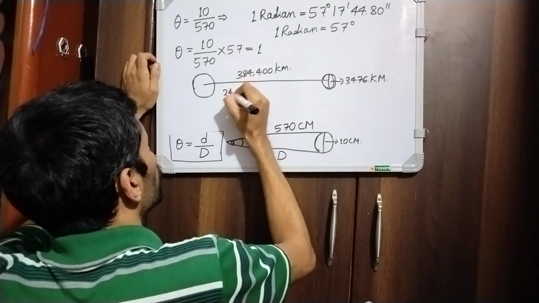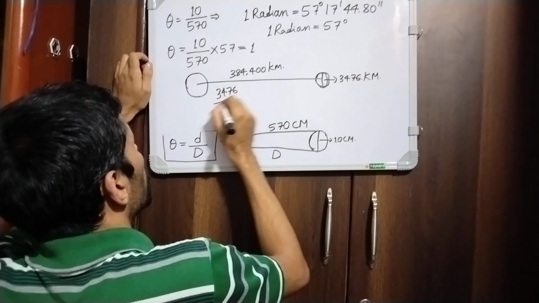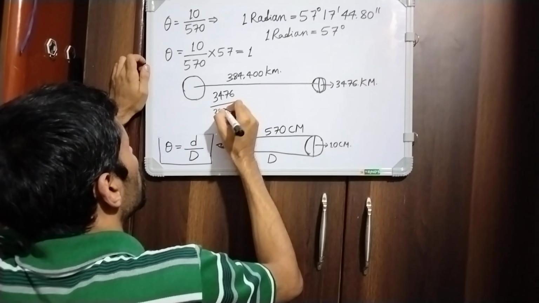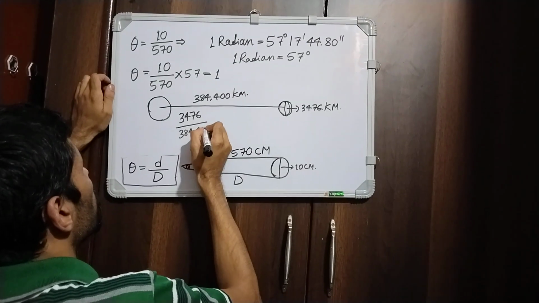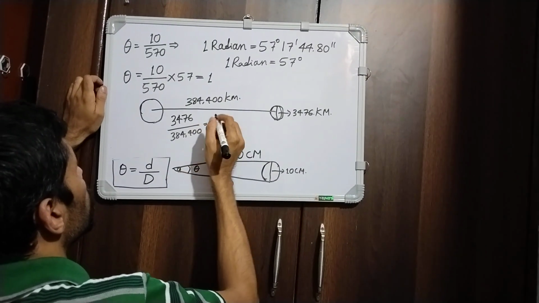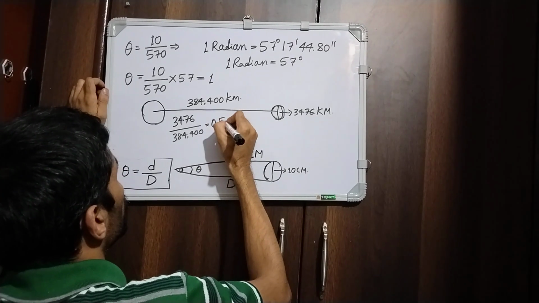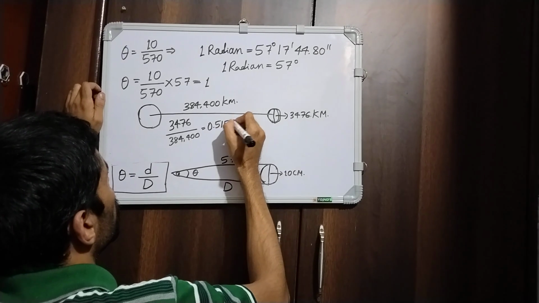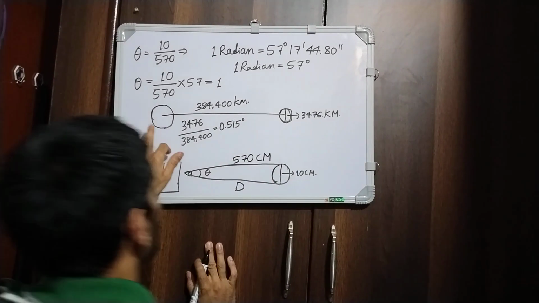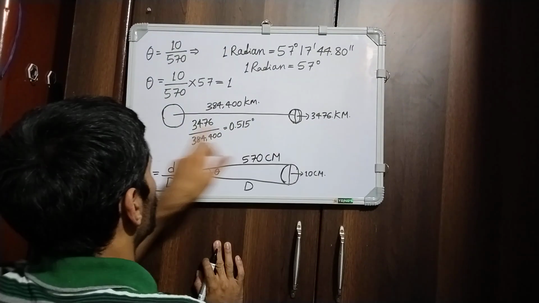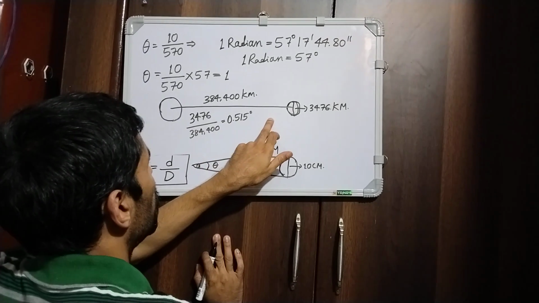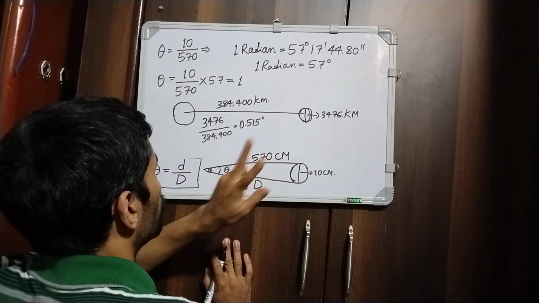This 3476 divided by 384,400 gives approximately 0.515 degrees. That means the visual angle of the moon as seen from the earth is half a degree, and the same is true in the case of the sun also.